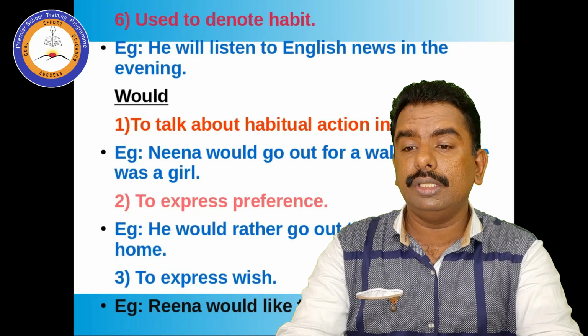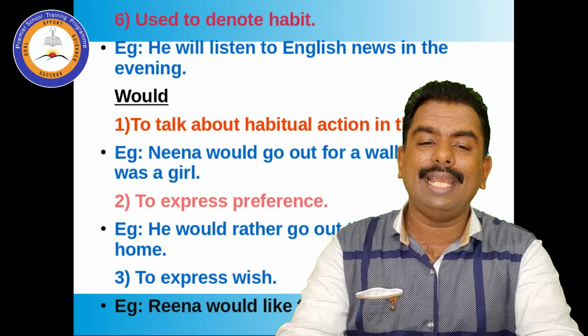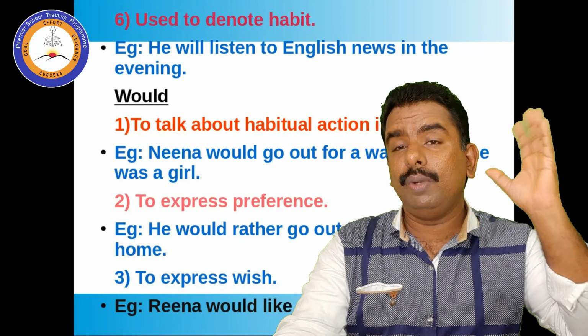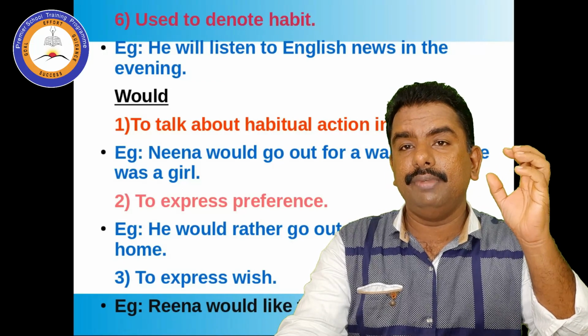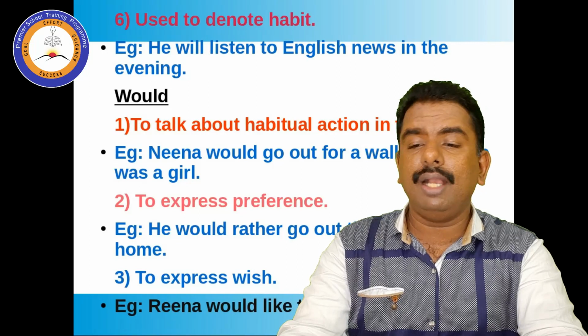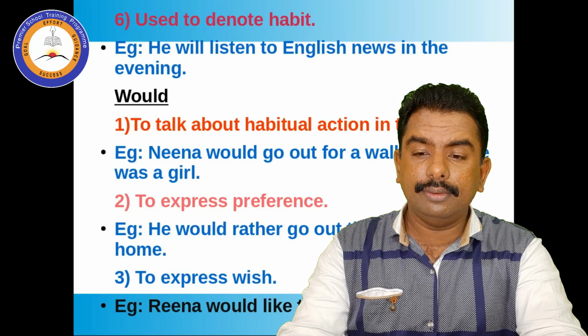Next is would, to talk about habitual action in the past. ഭൂതകാലത്തിൽ പതിവായി ചെയ്തുകൊണ്ടിരുന്ന കാര്യങ്ങൾ പറയാൻ വേണ്ടി ഉപയോഗിക്കും. Example, Nina would go out for a walk when she was a girl.